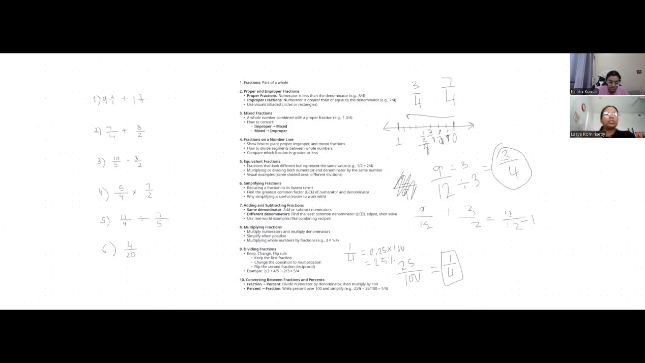These are to get you some practice. If you have a mixed fraction plus a mixed fraction, first you add the whole numbers. So it's 9 plus 1, which is 10. And then you just add the fractions by themselves. So 2 over 7 plus 3 over 7 is 5 over 7. And that's your answer.